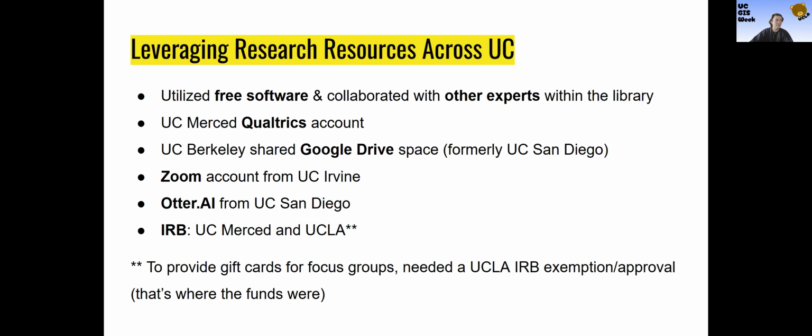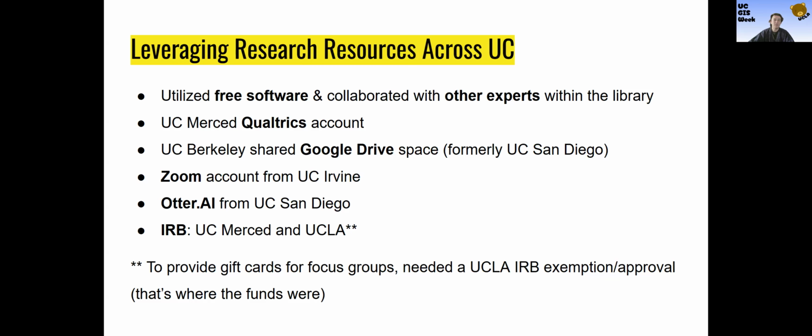To do this, we have been leveraging a lot of research resources across the UC. Different campuses have access to different things, and because our GeoConnect working group has folks from 7 different UC campuses, we've been able to pull from a lot of different materials. We have a variety of free and open source software that we've been able to utilize. Through Merced, we've been able to utilize a Qualtrics account for a survey, which I will talk about later.